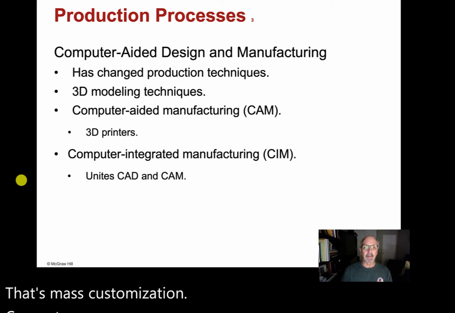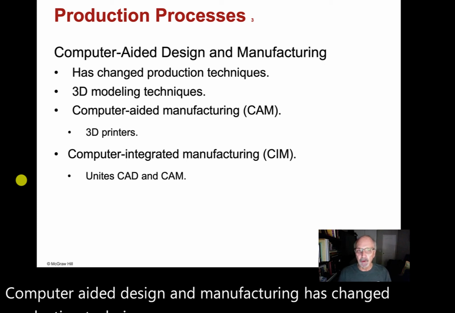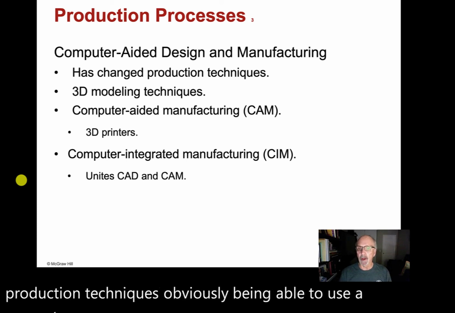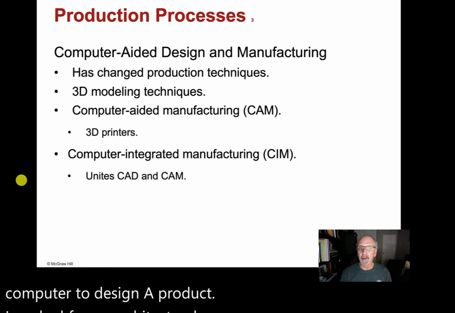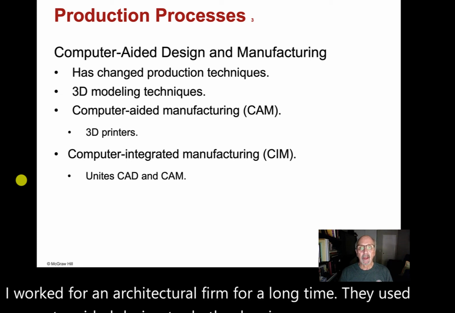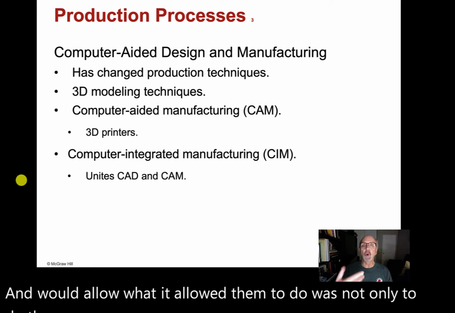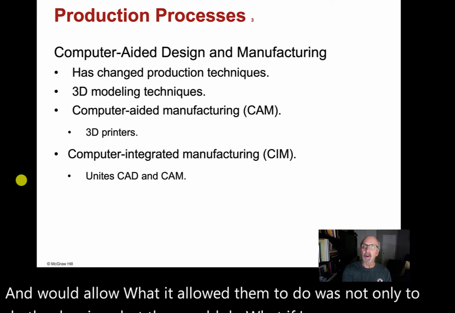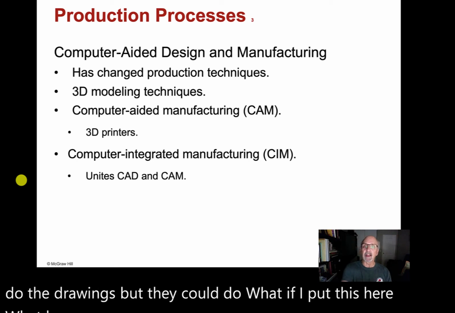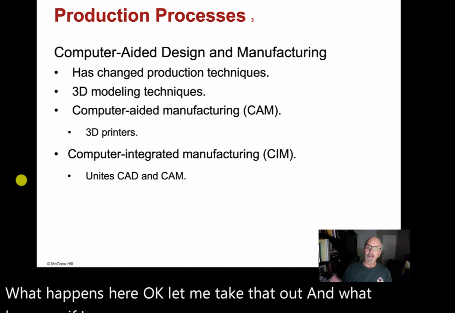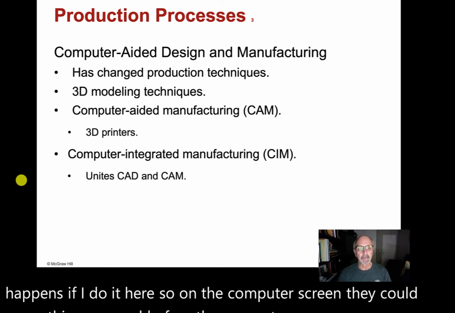Computer-aided design and manufacturing has changed production techniques. Obviously, being able to use a computer to design a product. I worked for an architectural firm for a long time. They used computer-aided design to do the drawings. And what it allowed them to do was not only to do the drawings, but they could do what if. If I put this here, what happens here? Okay, let me take that out. And what happens if I do it here? So on the computer screen, they could move things around before they came to the final drawing.